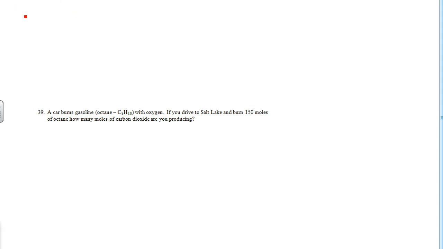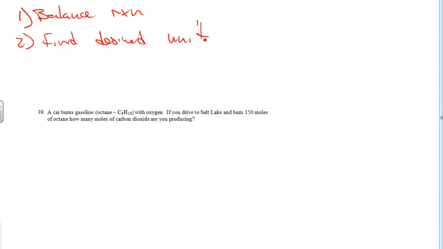All right, so remember the 4 steps. I'll just briefly write them right here. 1, balance the reaction, 2, find the desired unit, 3, start with the given, and 4 is solve. Alright, so the first thing, balance the reaction.